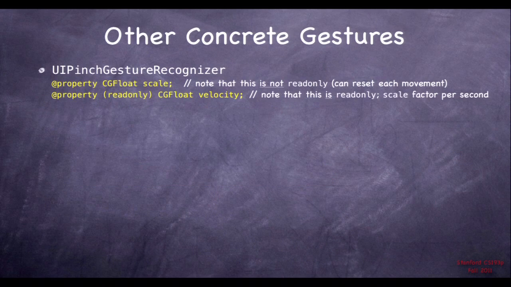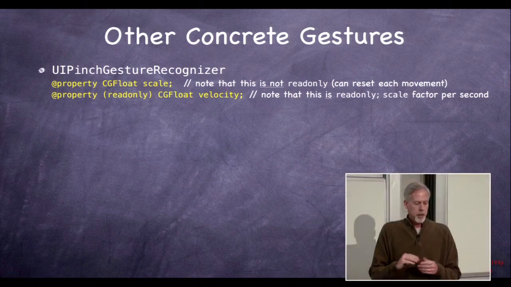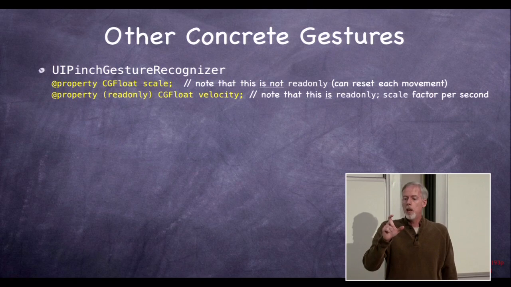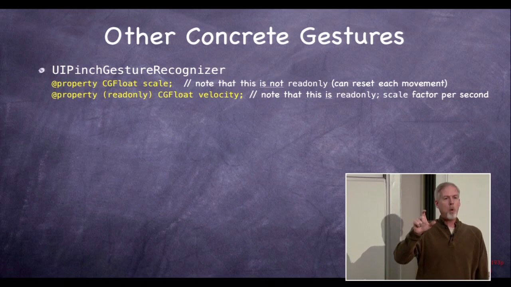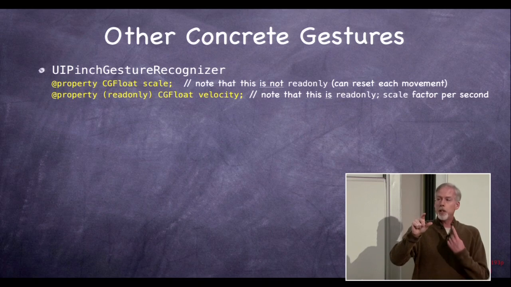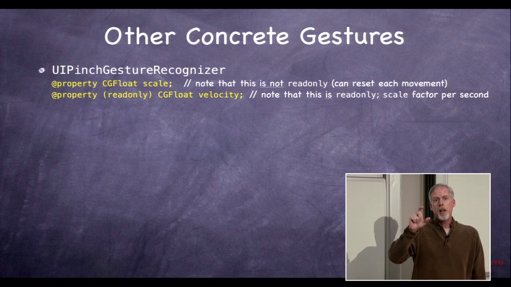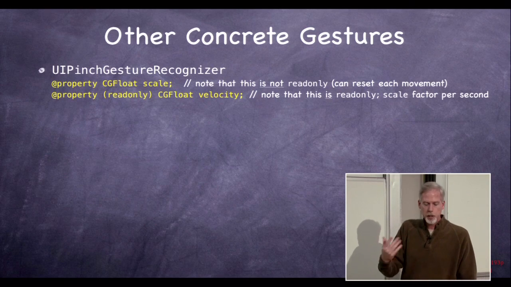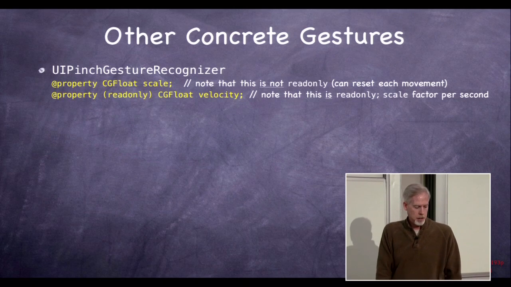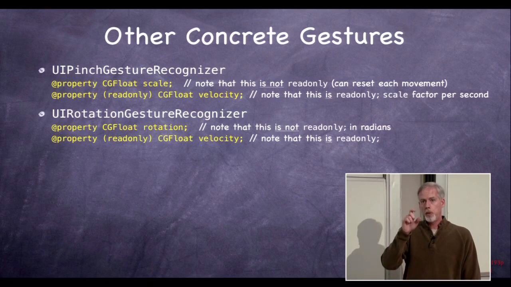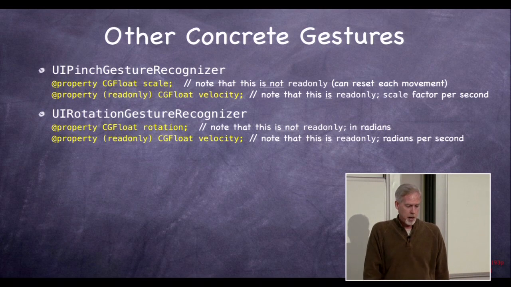Okay. Other concrete gestures that are available. There's pinch. Pinch's main properties are scale, which is a float that tells you the scale. So when the pinch first starts, the scale is 1. As it moves out, the scale will be 1.07, 1.1. If it moves in, 0.9, 0.8. And again, scale is writable, so you can always reset the scale back to 1, and then every time it moves, you'll be getting relative to the last scale. Okay, so incremental as opposed to combined. And then velocity, same thing here. It's the velocity that's moving, in scale factor per second, how fast the scale is changing.